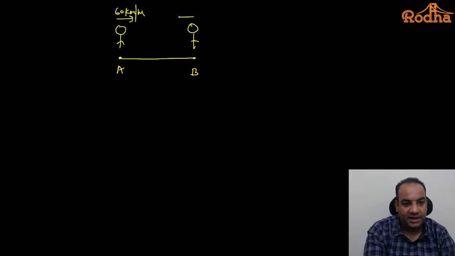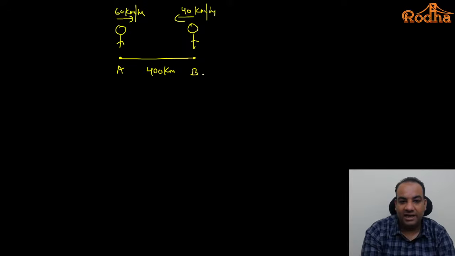अगर इसी क्वेश्चन में मैं आपको बोल देता कि सपोज A इस पॉइंट पे और B इस पॉइंट पे, A इधर जा रहा है एट अ स्पीड ऑफ 60 किलोमीटर पर आवर, B इधर जा रहा है एट अ स्पीड ऑफ 40 किलोमीटर पर आवर, एंड द डिस्टेंस बिटवीन देम इज 400 किलोमीटर.